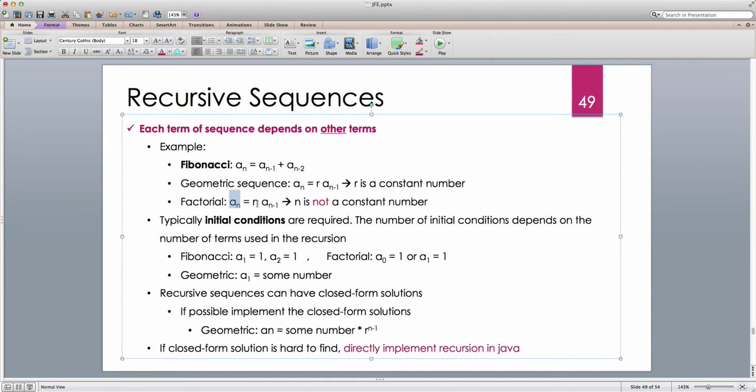a1 is 1 times a0. So a1 and a0 are potentially equal. For factorial, it doesn't matter, because a0 is equal to a1 by definition. Okay? So that's one of the reasons we can say that 0 factorial is also 1 factorial. And 1 factorial is 1, and therefore we can define 0 factorial as 1, too. But obviously the best definition is to start from index 1.